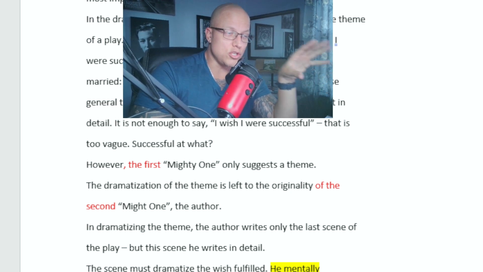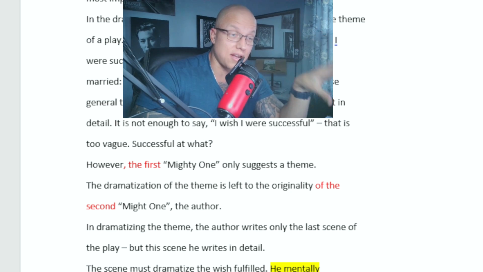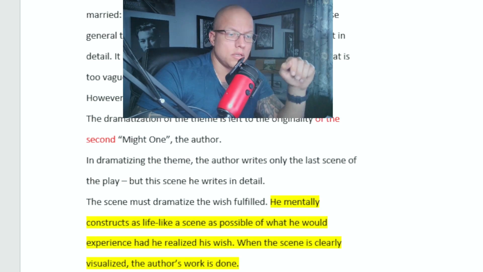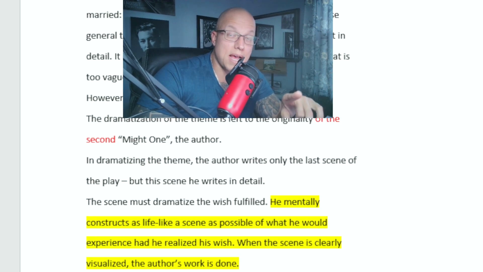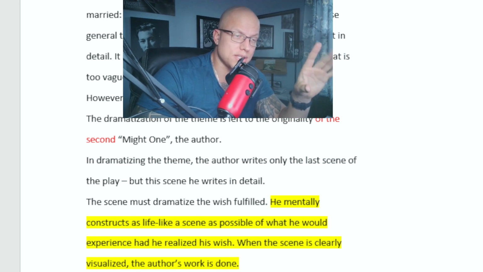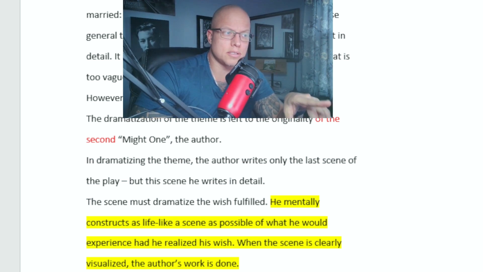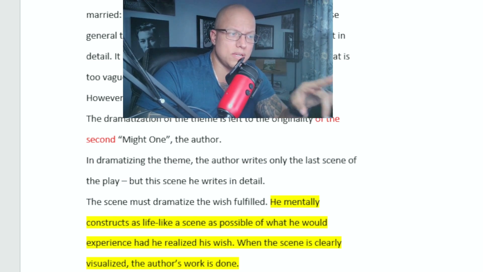Is the end when you have what your desire is accomplished. Okay, so you have the money and you have the relationship now. So that's what you want to do. You want the dramatization of the theme. The author writes only the last scene of the play, but this scene he writes in detail. Basically, the scene must dramatize the wish fulfilled. Okay, so whatever your desired result is. So he mentally constructs as lifelike a scene as possible of what he would experience had he realized his wish. When the scene is clearly visualized, the author's work is done. That's the only thing the second mighty one does, which is the author, is he writes the scene, the dramatized wish fulfilled. Okay, so he writes that, then you move on to the third.